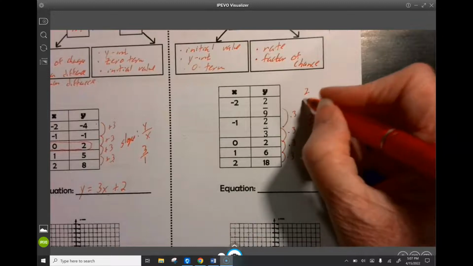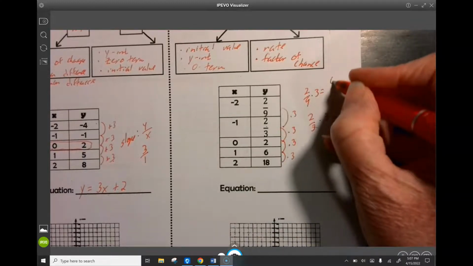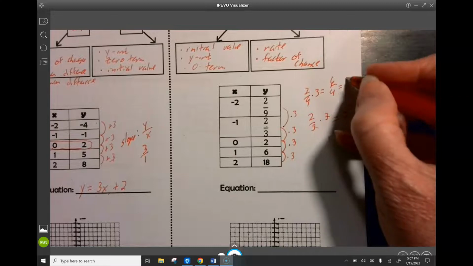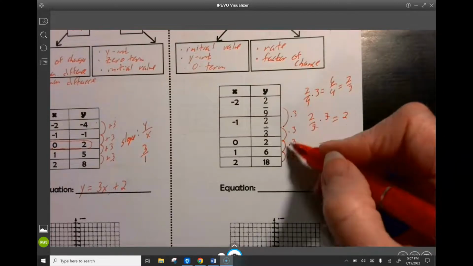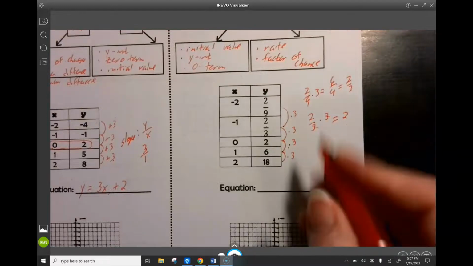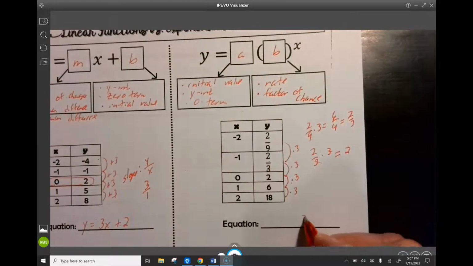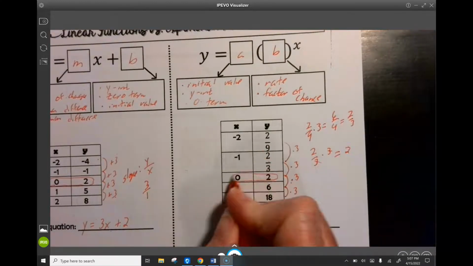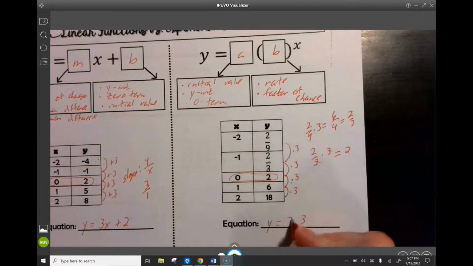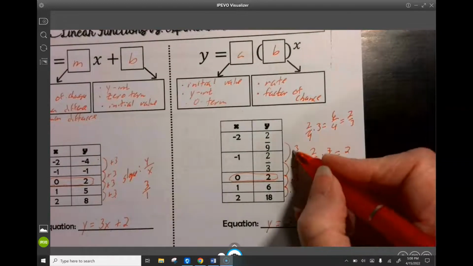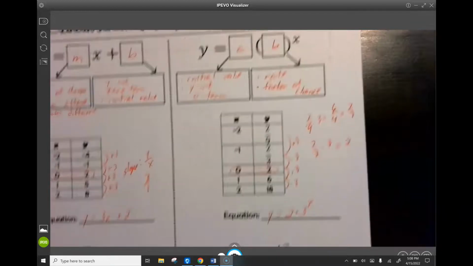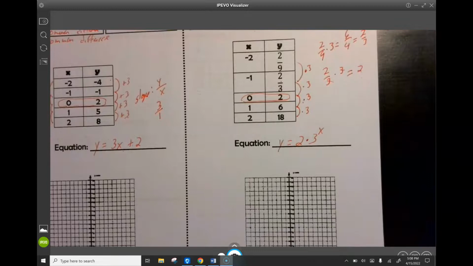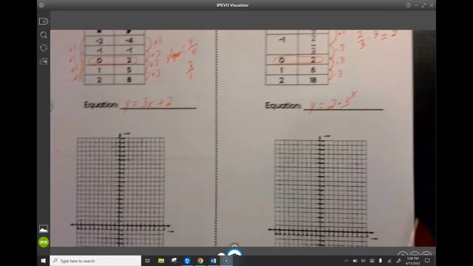And if you want to, take 2/9 just to prove it to yourself. That gives me 6/9, which gives me 2/3, which is what I got right there when I multiplied by 3. So that is my rate of change. That is my B. And then, what is the initial amount? It's 2. But this is an exponential because we had to multiply. So it's 2 times 3 to the x. Okay? Questions?